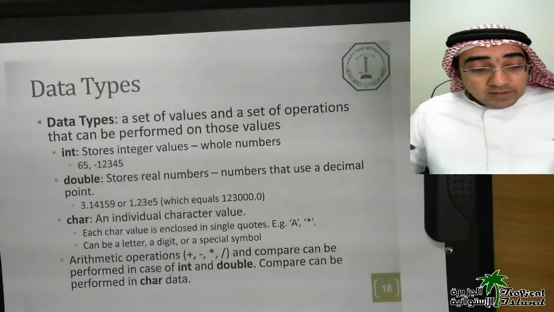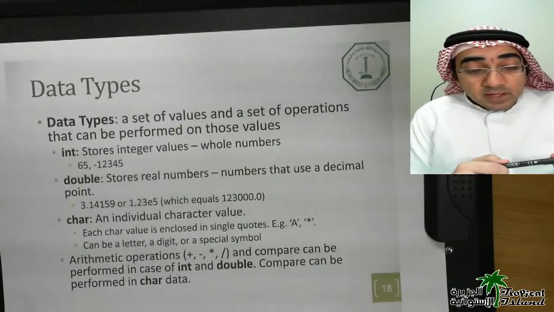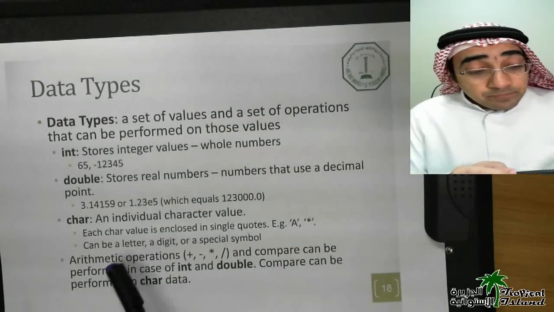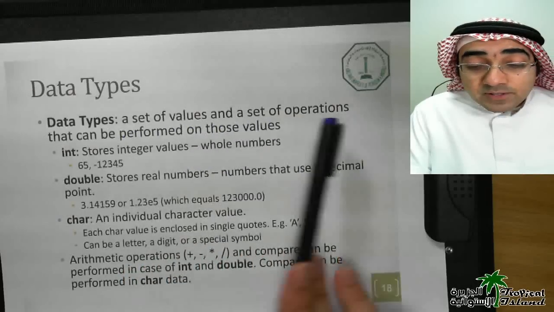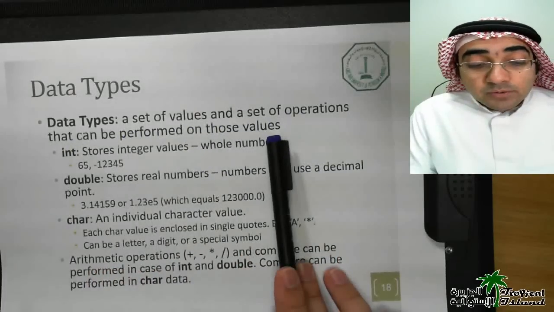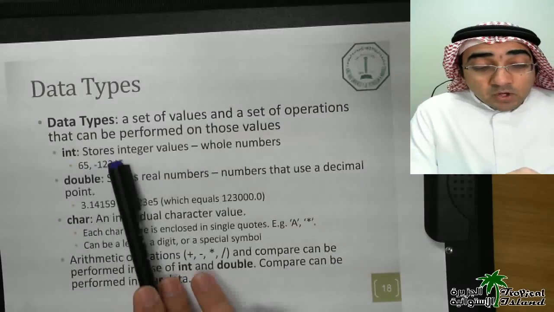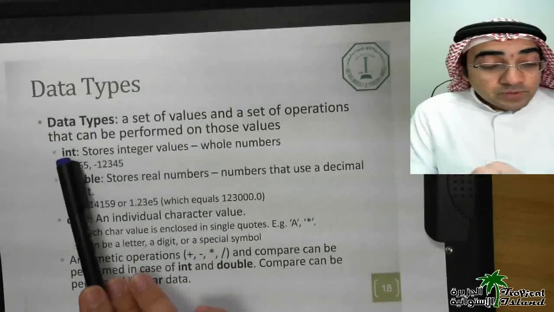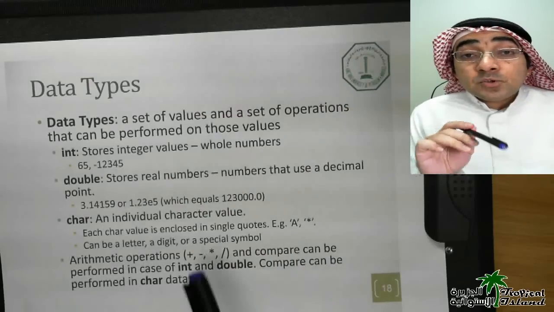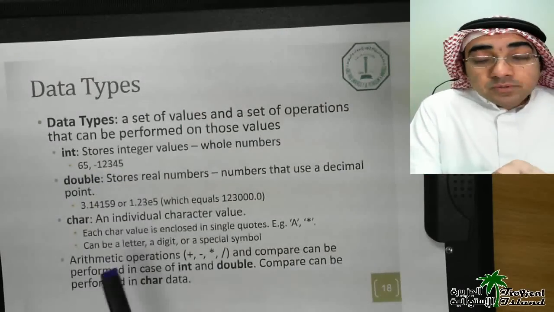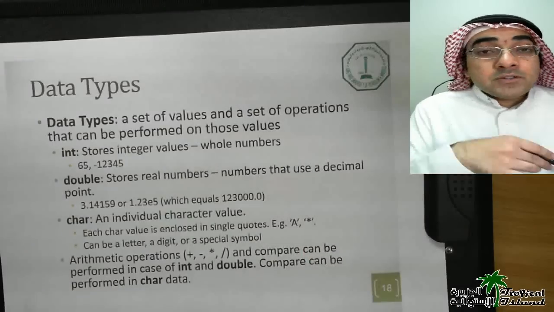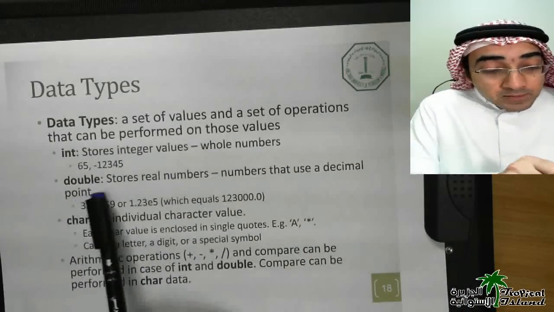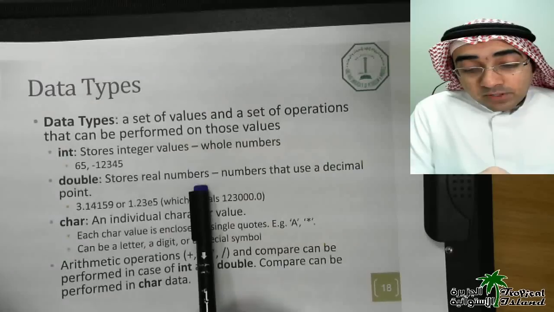Now the last slide that we have today is about the data types. How many data types do we have? We're going to introduce you over here to 3 data types, okay? Data types are sets of values and sets of operations that can be performed on those values, okay? Int stores an integer value, whole numbers, okay? So when you declare an int, it stores a whole number, like 65, minus 1, 2, 3, 4, 5, 0, minus 5, whatever whole number that you have, okay? Double stores real numbers, okay?